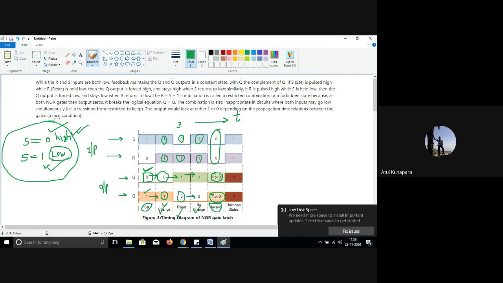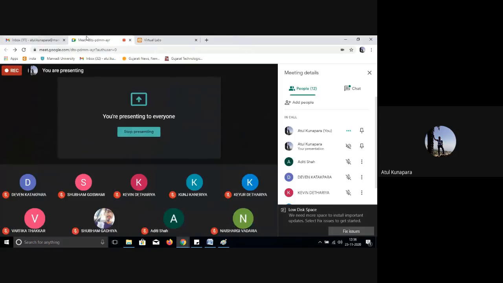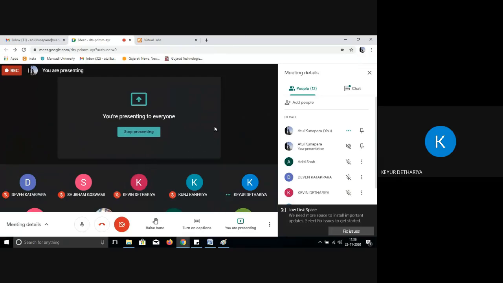So are you getting an understanding about this timing diagram? Hello. Are you able to understand this one? Yes, sir. Why is it taking so much time to give me a reply? Hello everyone, I'm asking all of you. Yes, sir. Yes, sir.